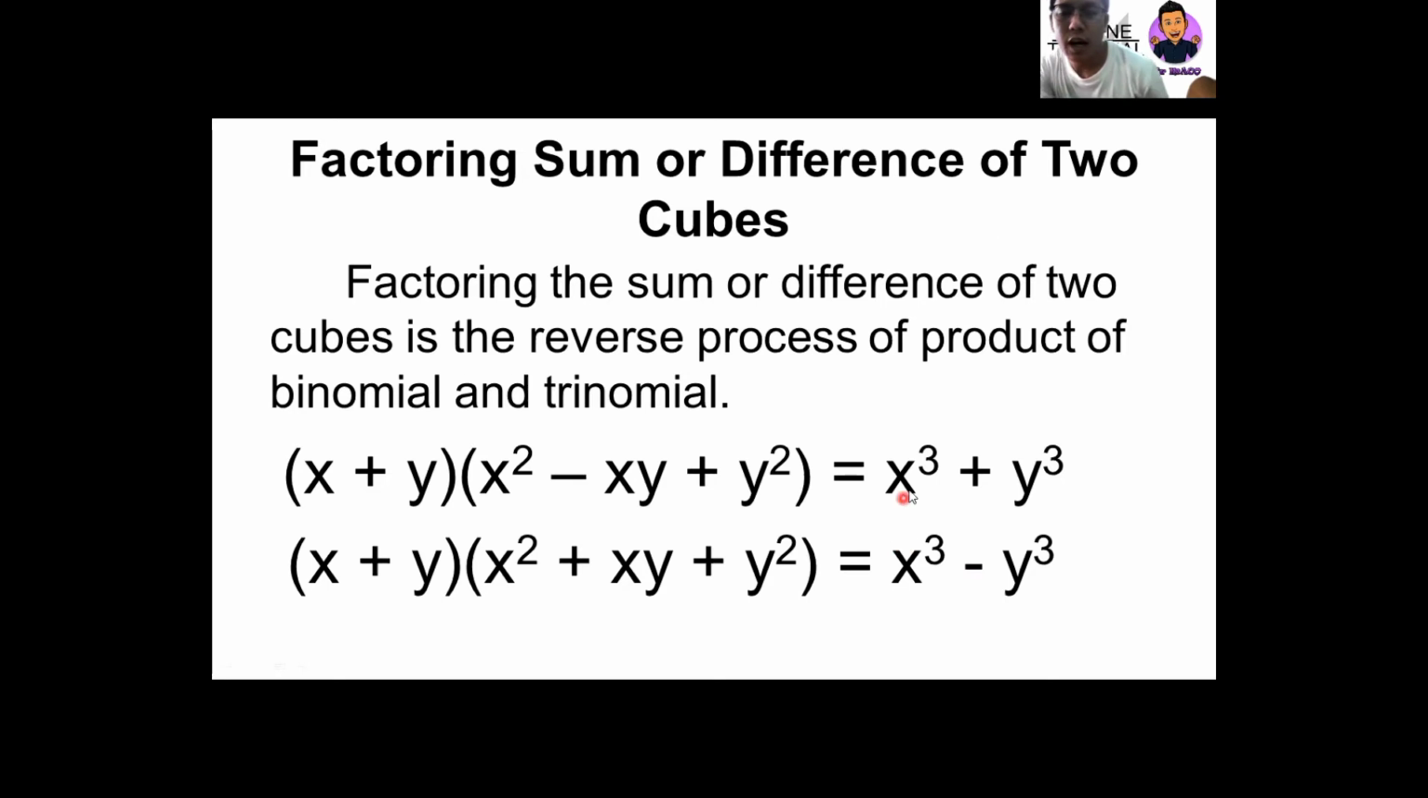And as you can see, x cubed, this is x, so that is simply the... this should be minus. Okay, sorry. Okay, and then y becomes y cubed, right? Then in the second factor, x squared, then the last term is y squared. Then the middle is the product of x and y, but in opposite sign of this. Okay, so let's have an example.